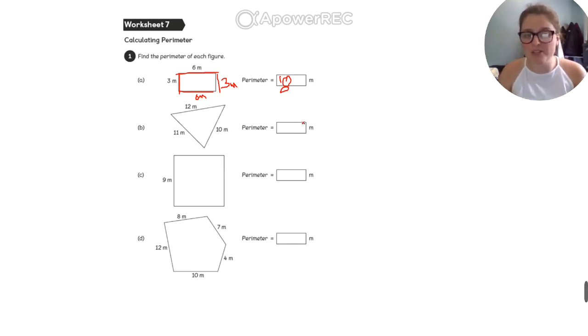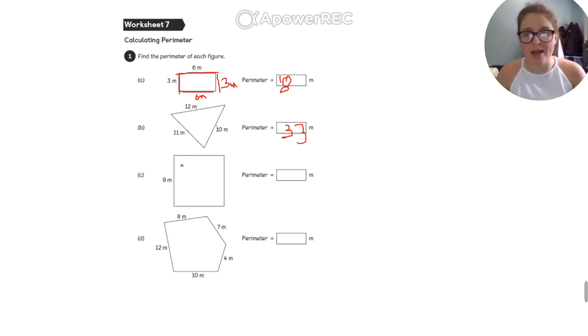Okay, hopefully you've done B, C and D. Let's see if we're right. So this one, they've told me the length of all the sides, so I've got to add 12, add 11, add 10, which is 11, add 10 is 21, add the 2 is 23, add the 10, 33. So the perimeter of this triangle is 33 meters.